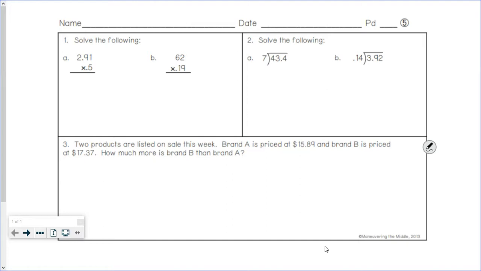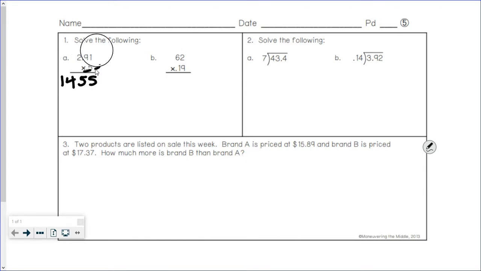So when you're doing multiplication problems with decimals, just treat it as if there were no decimals at first. So I'm going to treat this problem as 291 times 5. We will worry about the decimals here in a little bit. So I'm going to do 5 times 1, which is 5. 5 times 9, which is 45, so I'm going to put a 5 down here, carry my 4 over there, and then 5 times 2, which is 10, plus 4 is 14.